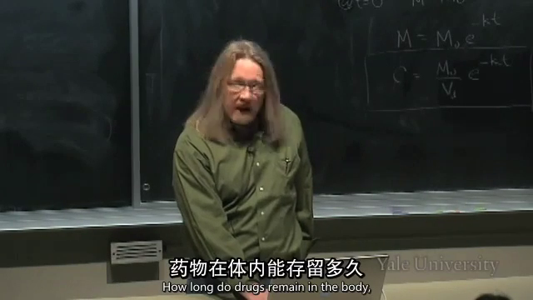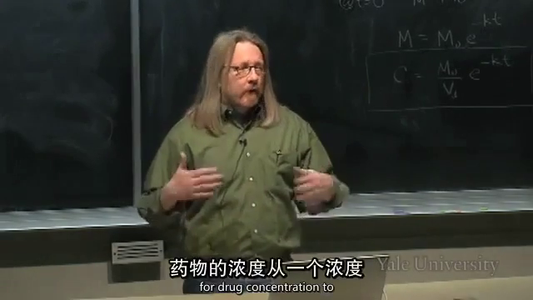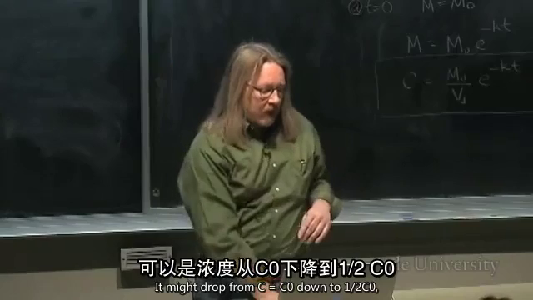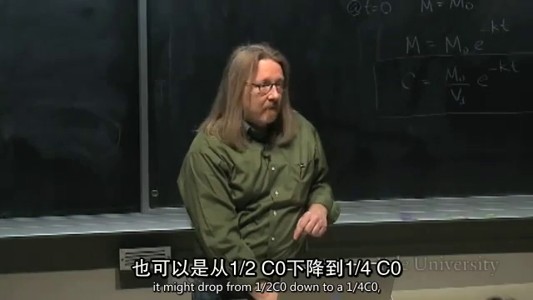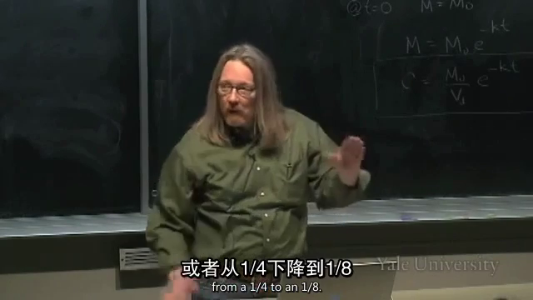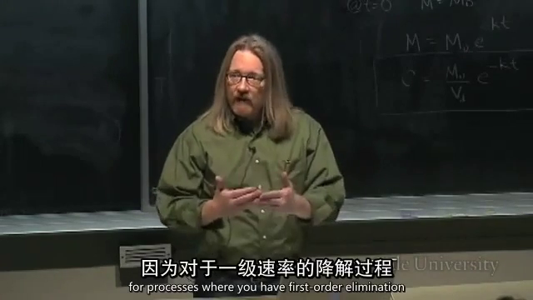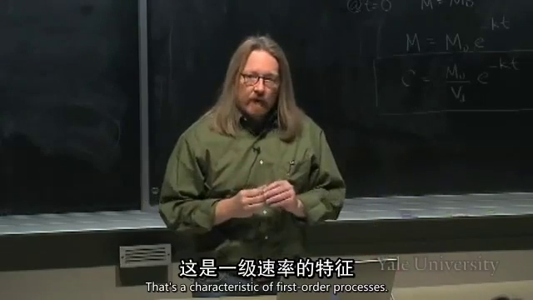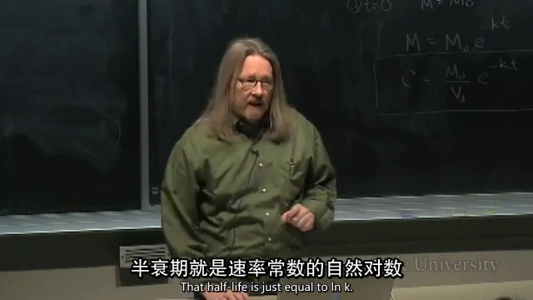How long do drugs remain in the body? What's the time course of that? The half-life is defined as the time that it takes for drug concentration to drop from one value to half of that value. So it might drop from C equals C0 down to half of C0. It might drop from half of C0 down to a quarter of C0, from a quarter to an eighth. It doesn't matter where you start. For processes where you have first-order elimination, the time to get rid of half of the drug that is remaining is always the same. That's a characteristic of first-order processes. And that half-life is just equal to the natural log of 2 over the rate constant.